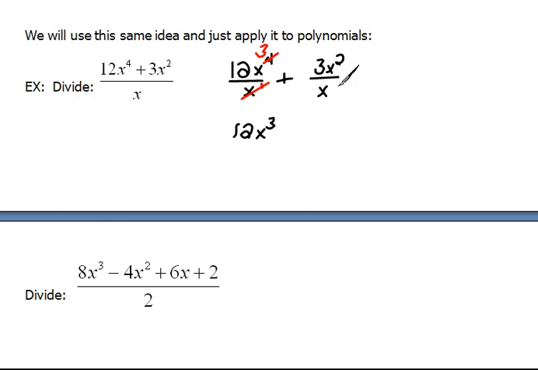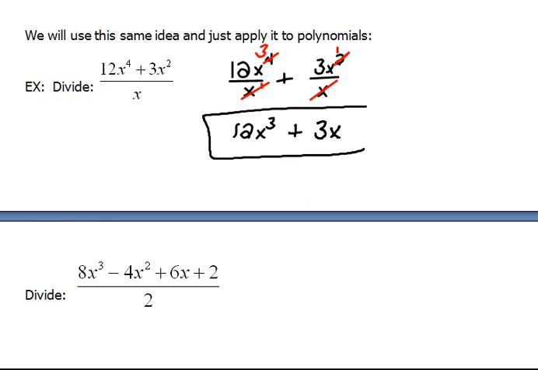Now over here we have 3x squared over x. So again, you can think about it as this x cancels into one of those and just leaves us with an x on top. So that would be plus 3x. That is the answer when you do this division.